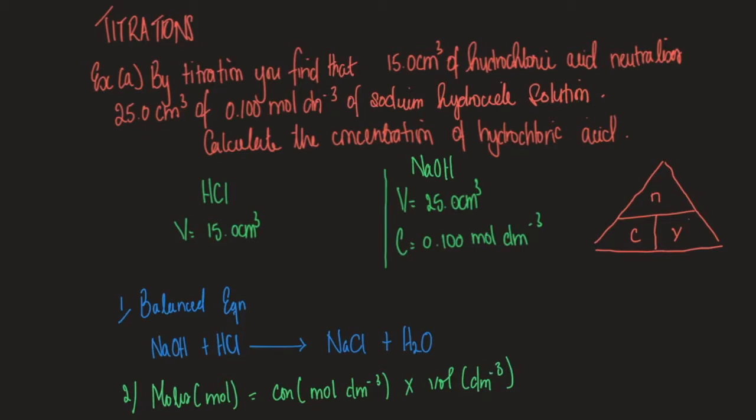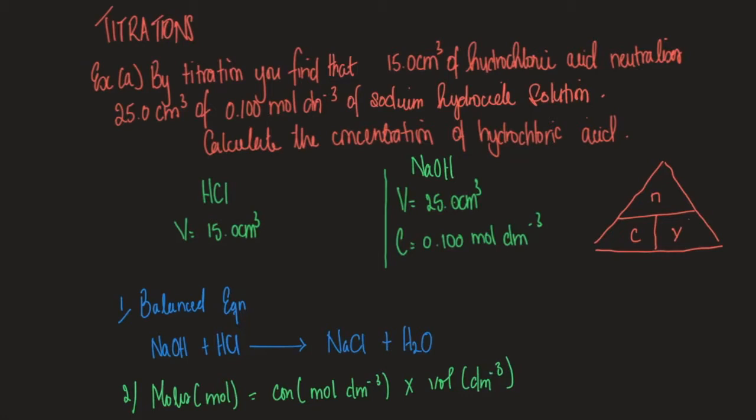Moving on from there, our first step is to write a balanced equation. So we know that sodium hydroxide reacted with hydrochloric acid and it produced sodium chloride and water. This equation is already balanced. A balanced equation is useful for calculating moles, as you will see a little later on.